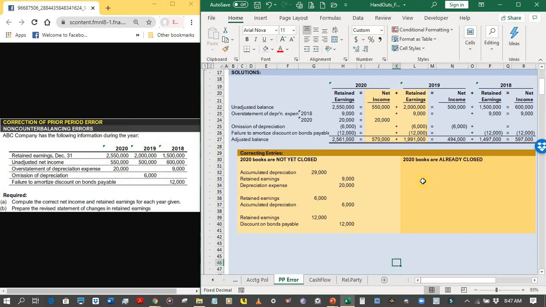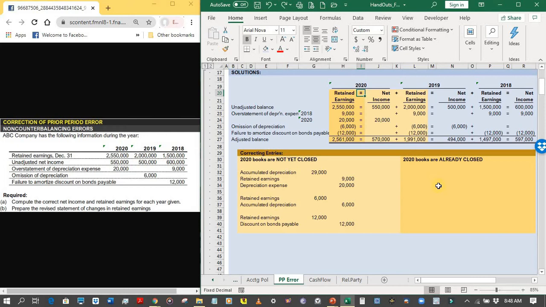So in order to correct the net income in 2018, 2019, and 2020, if the books are already closed, we can only correct the retained earnings account. So that is why if the 2020 books are already closed, our correcting entries will be taken from this column.